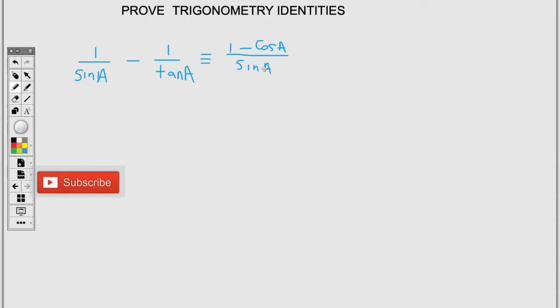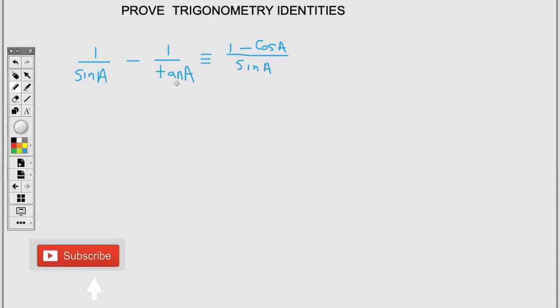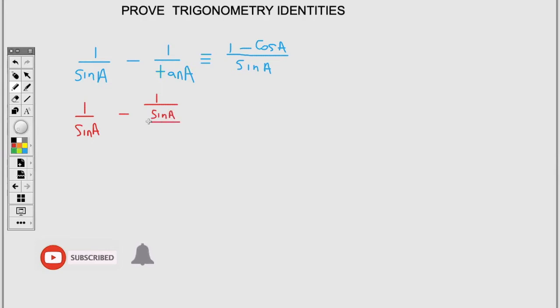Now let us look at the next example where we're going to prove that 1 over sine A minus 1 over tan A is the same thing as 1 over cos A minus sine A. Doing this example, let me rewrite the 1 over sine A, but we can go ahead and change tan A, since we already know that tan A is sine A over cos A. So rewriting this, it will become 1 over sine A over cos A.